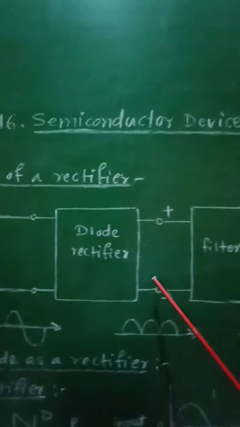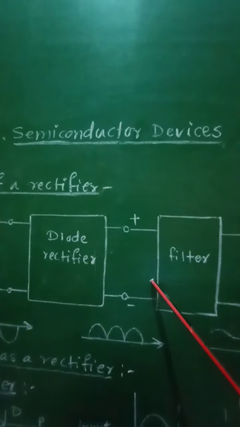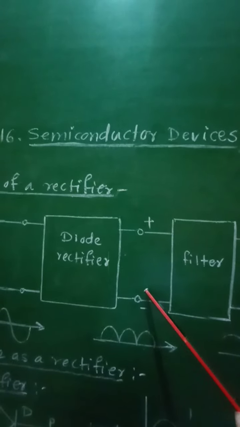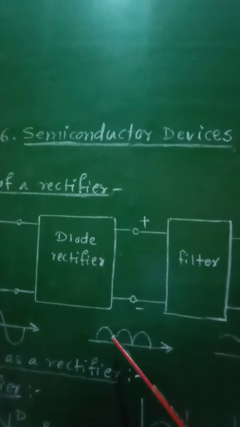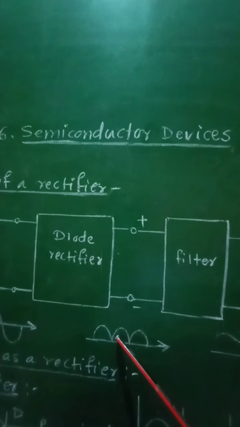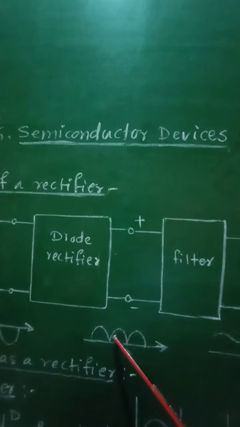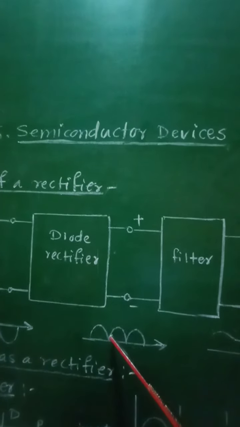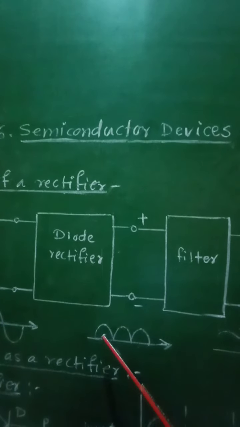The output of this rectifier contains some AC components. This AC component which is present in the DC output of the diode rectifier is called ripple.